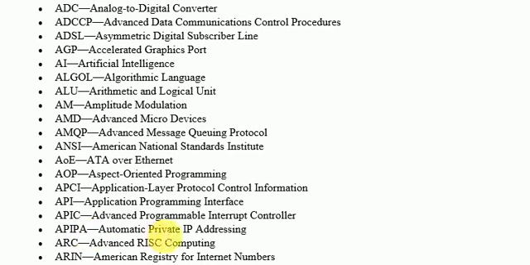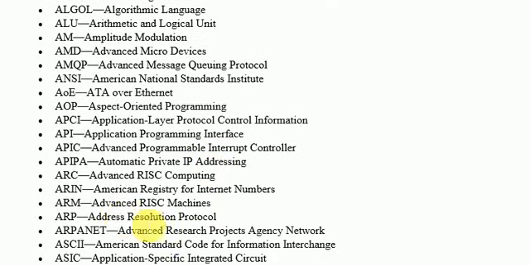APIPA, Automatic Private IP Address. IP stands for Internet Protocol here. Then ARC stands for Advanced RISC Computing, and the full form of RISC is Reduced Instruction Set Computer. It's one type of architecture of computer hardware.